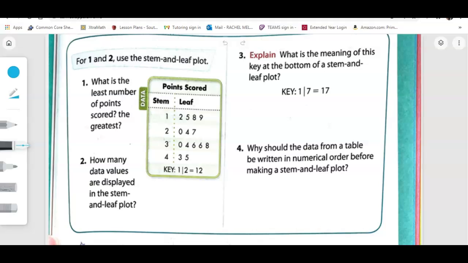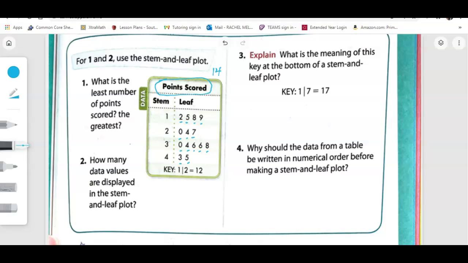Before we look at the questions, let's break it down. We're talking about points scored. Now, we don't know for sure what this is. It could be a basketball game, soccer game, we don't know. But somebody's scoring points. And so we see our stems and our leaves. I see that there's 1, 2, 3, 4, 5, 6, 7, 8, 9, 10, 11, 12, 13, 14 total leaves. Sometimes that's important, sometimes it doesn't matter, but I always like to count them just in case.